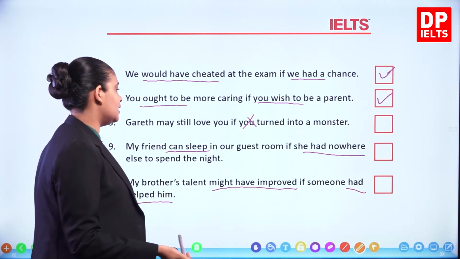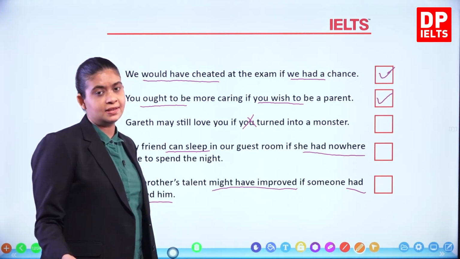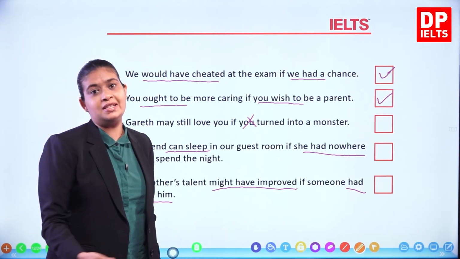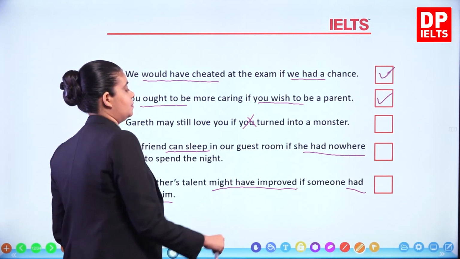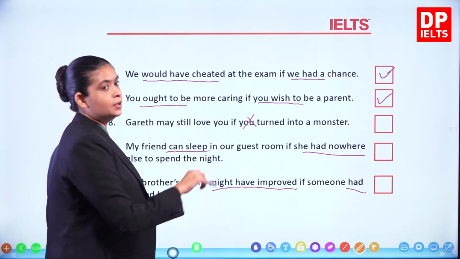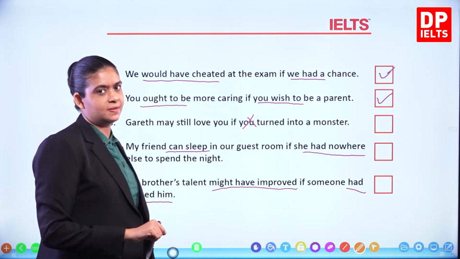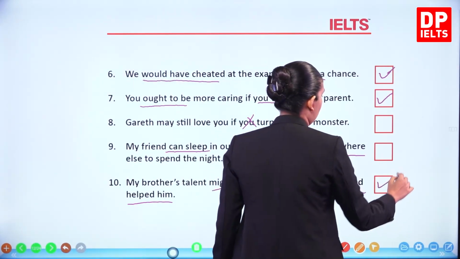My brother's talent might have improved if someone had helped him. Yes, it could have happened, but it didn't actually happen. Then might have plus the past participle, and then in the if adverbial clause, it must be in the past perfect tense. So 10 is also correct.